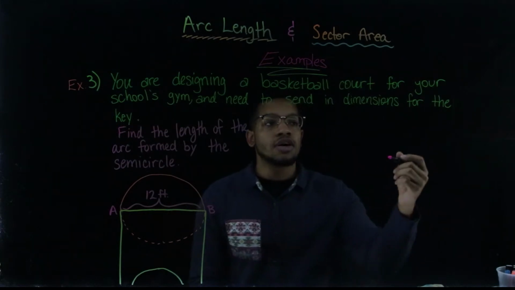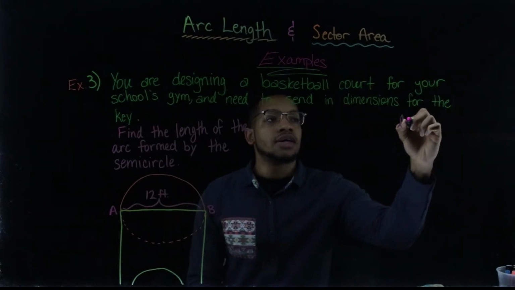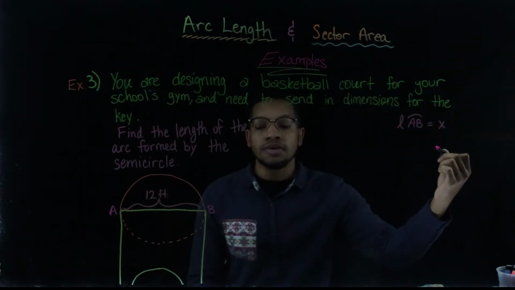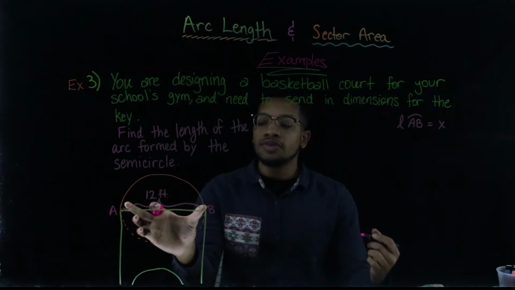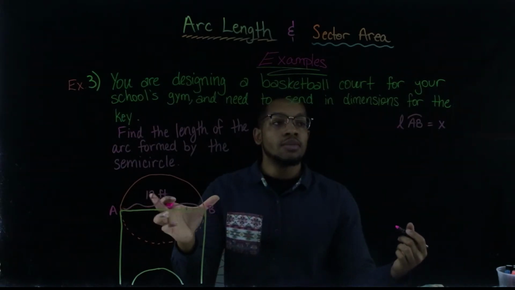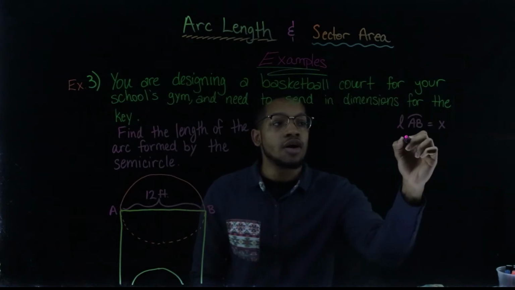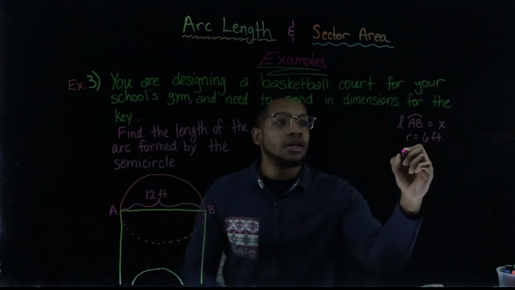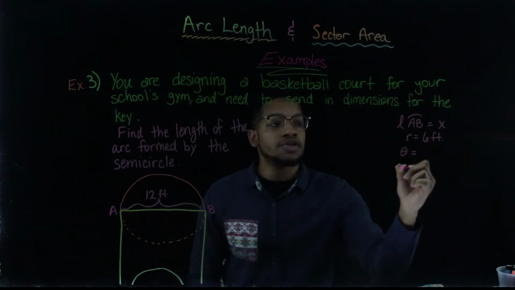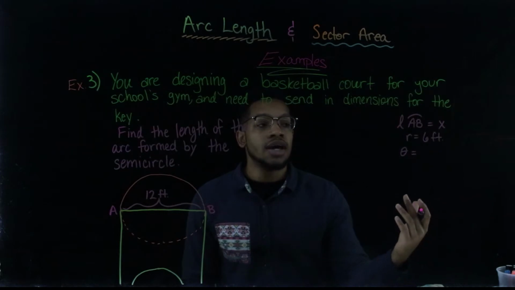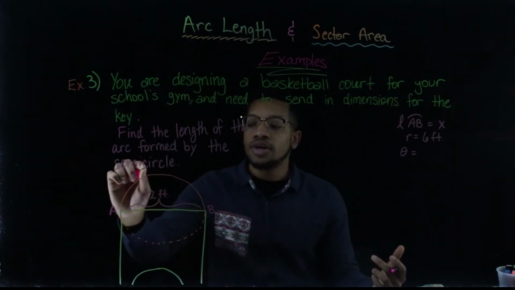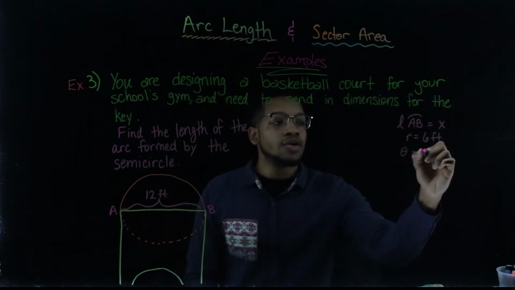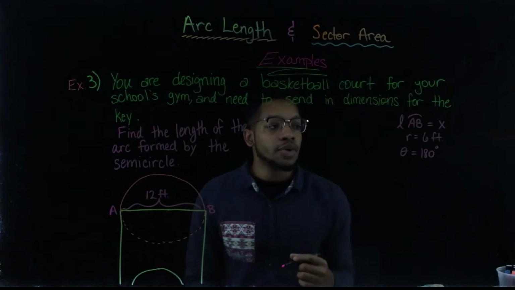So just like last time, we just start off with what we know. If we let the length of arc AB be x, since that's what we're trying to find, and then it gives you that the diameter of the circle is 12 feet, but we need the radius, which is just half of that. So our r is going to be half of 12, which is 6 feet. And then this part could be a little bit tricky, but theta this time is actually going to be half of the circle, because a semicircle just means half of a full circle. So half of 360 is 180, or you could do pi radians, either way.